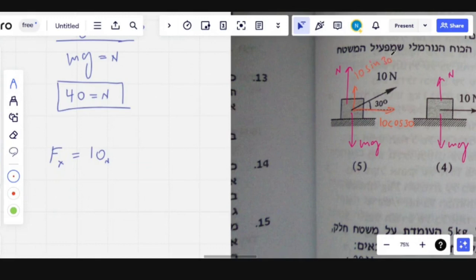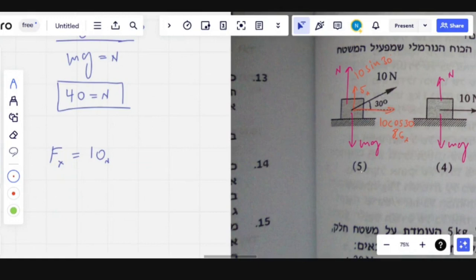Sine 30 is half. So 10 sine 30 is going to be 5. It doesn't matter what you write first. All you need to know is that the component that's adjacent to the angle is going to be cosine. The component that's against the angle is going to be sine. So 10 cosine 30 equals 8.66. So this is 8.66 newtons.